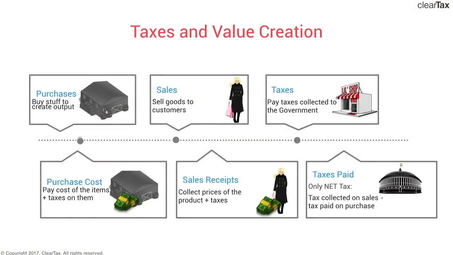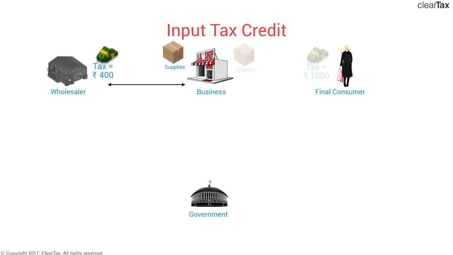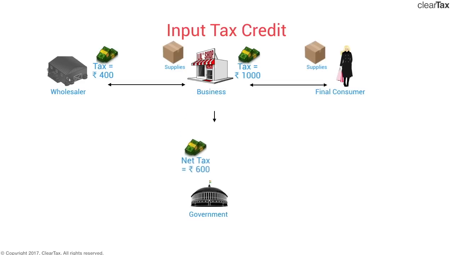Let's try and understand this with a very simple example. On its purchases, the business has paid a tax of 400. This is called the tax paid on inputs. Purchases are inputs, and so 400 is tax paid on inputs. The sales received, the tax collected on output, is 1000. Input tax is 400, output tax is 1000. He can claim input tax credit, so the tax payable to government is only net tax of 600.